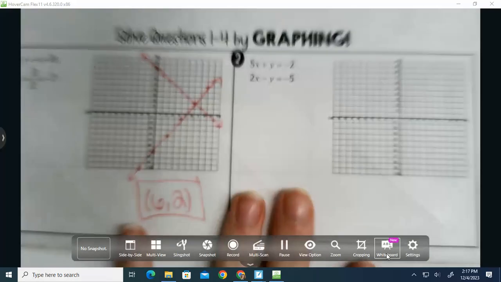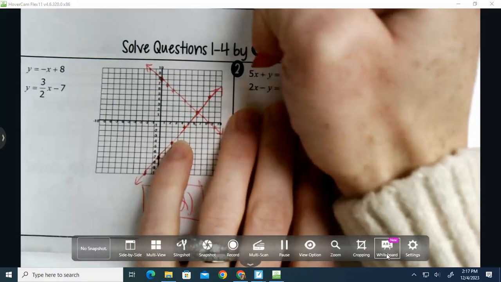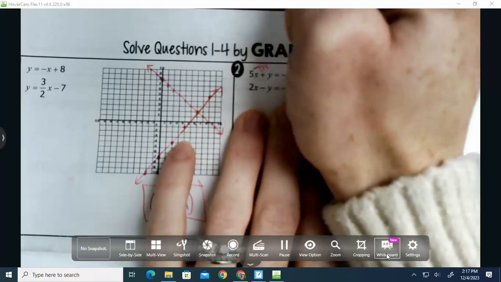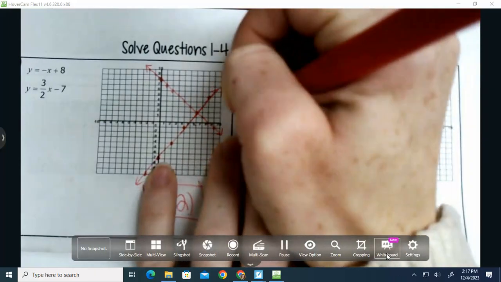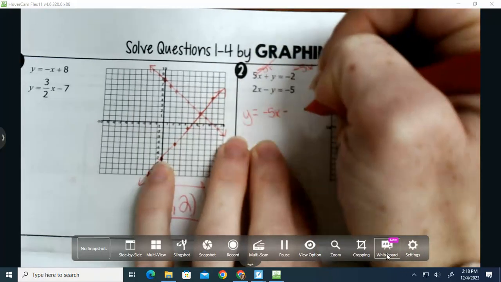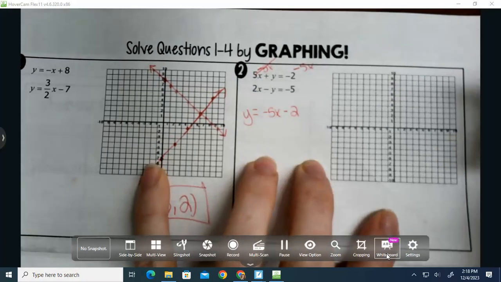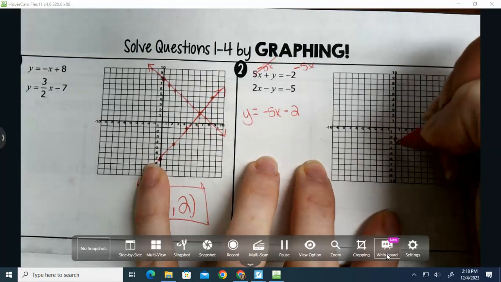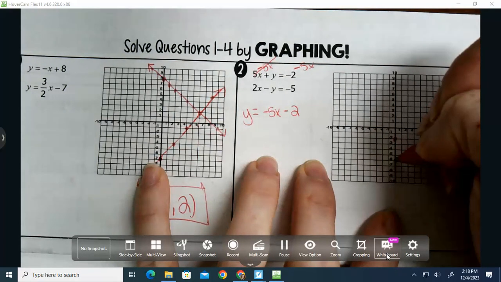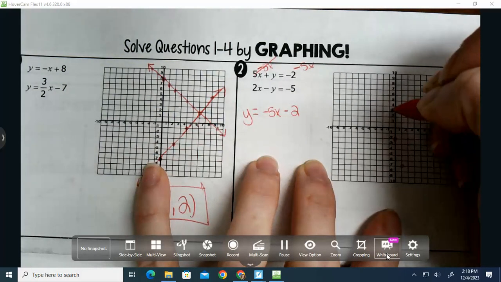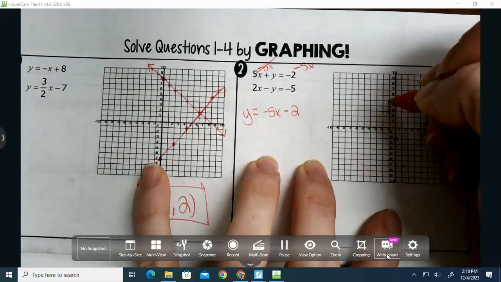Right? So the first one, we could subtract the 5x from each side. So y equals negative 5x minus 2. So when we graph that, we start at negative 2. Slope is negative 5. So down 5 over 1. Or you could go up 5 and left 1.